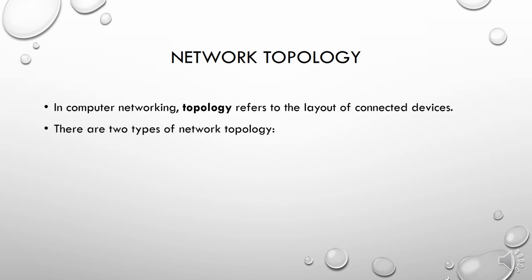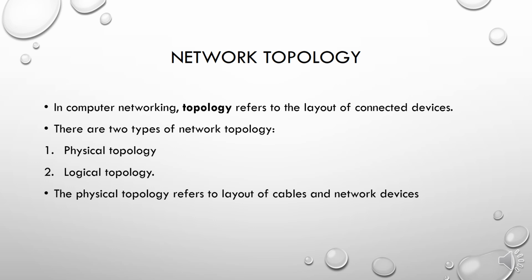There are two types of network topology. We have physical topology and we have logical topology. The physical topology refers to the layout of cables and network devices. Here it involves wired connection. That is why it is physical, what you can see. So we are using cable in order to connect the network devices. That is the physical topology.